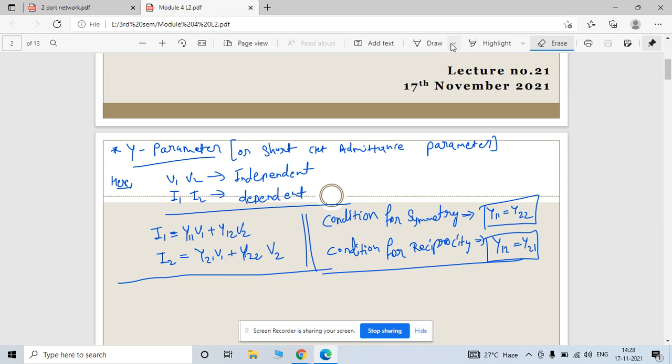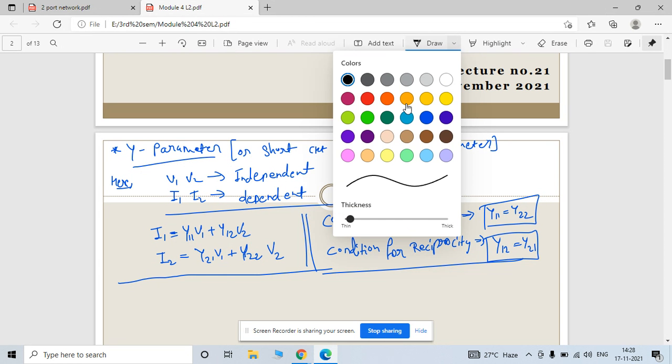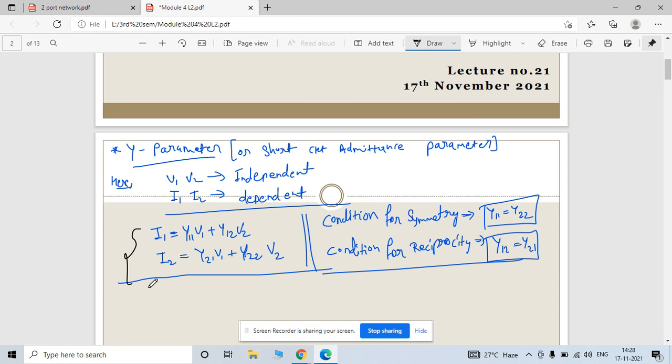I already discussed this in our previous class. The y parameter is also called the short circuit admittance parameter, in which current is the dependent quantity and the independent quantity is voltages. So what is the equation here? These are the equations. And what are the parameters here? This is y11, y22, y12, y21. This is the condition for symmetricity, and this is for reciprocity.